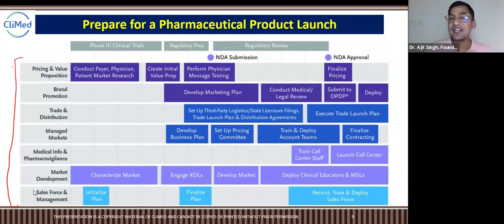This is called a Gantt chart. Spelling is wrong, but this is called a Gantt chart. What is a Gantt chart, guys? A Gantt chart is nothing but this: you have to prepare everything in advance with the timelines, all the activities with the timeline.